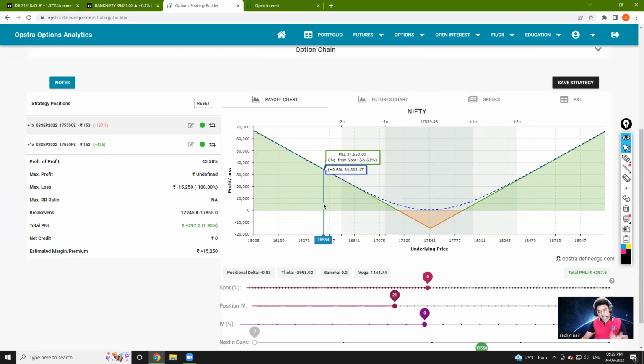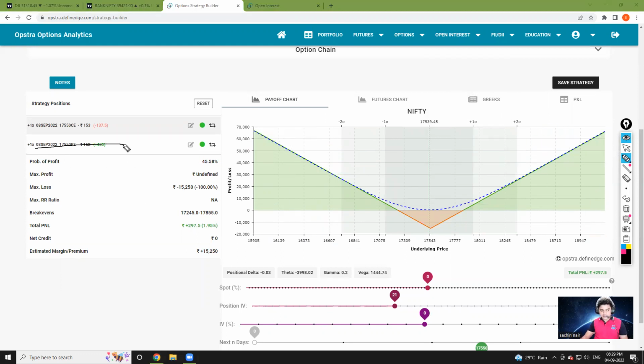17,150. So at that time what will happen is, the put that you have bought, this will spike. Okay, because your IV will increase. So this 550 put will spike. At the same time the 550 call will drop. But in the 550 call you will still have time value left, because it is a Thursday expiry.